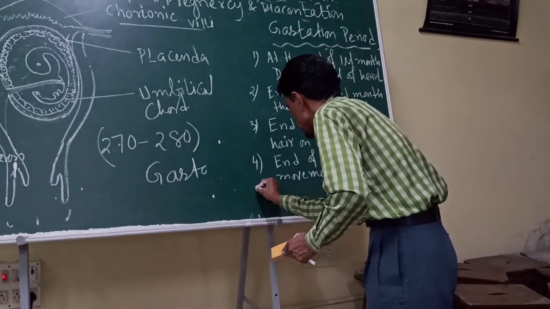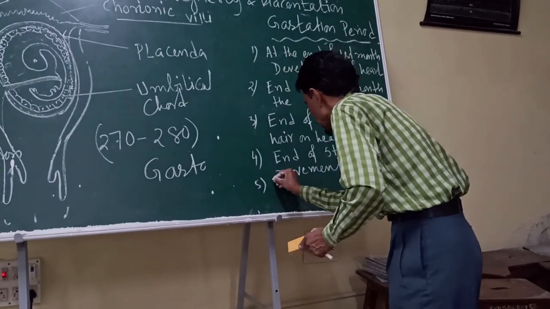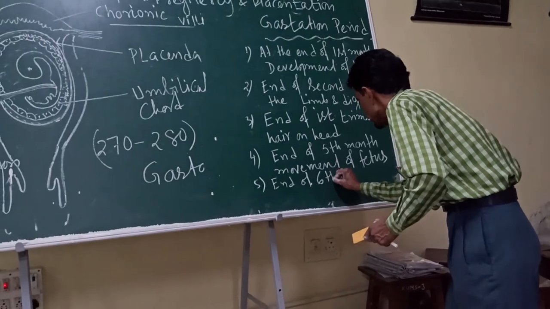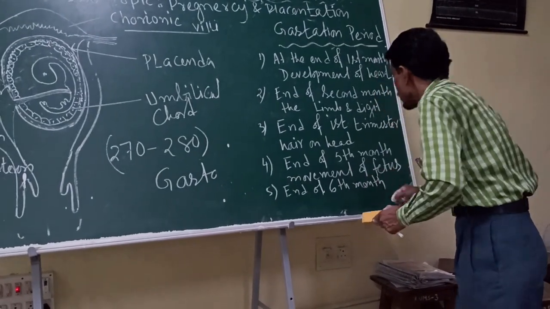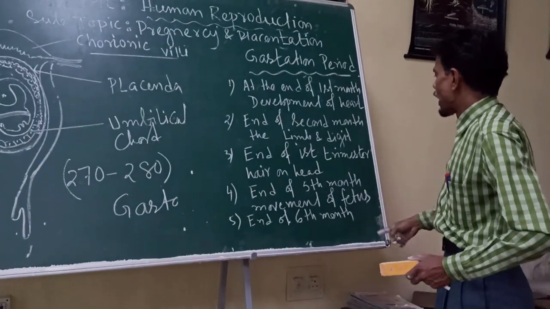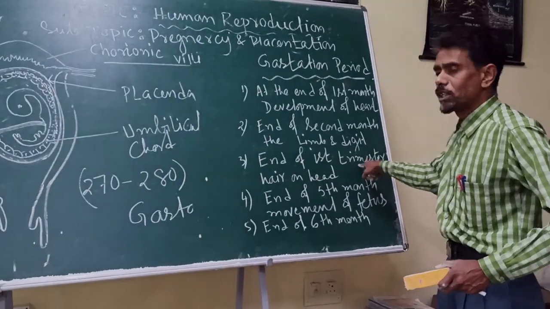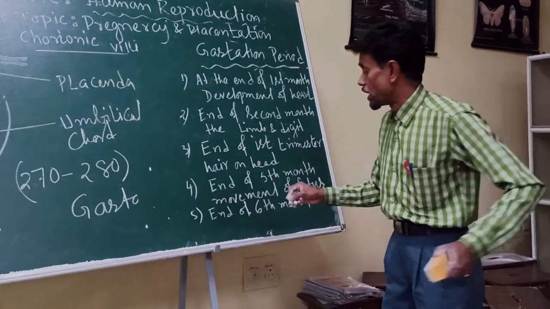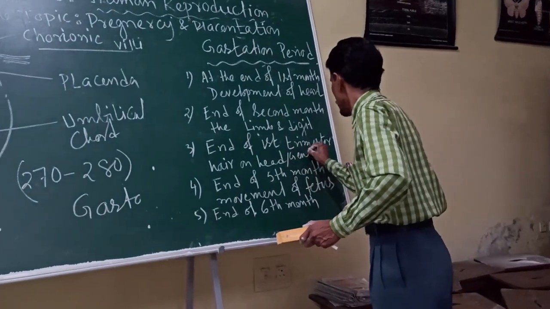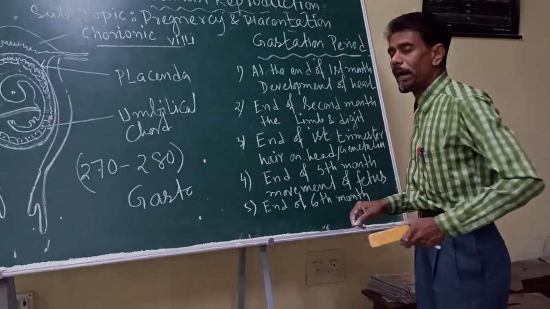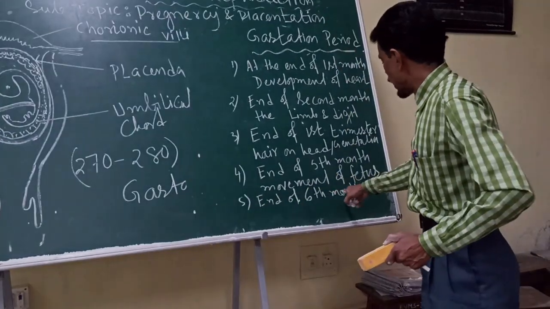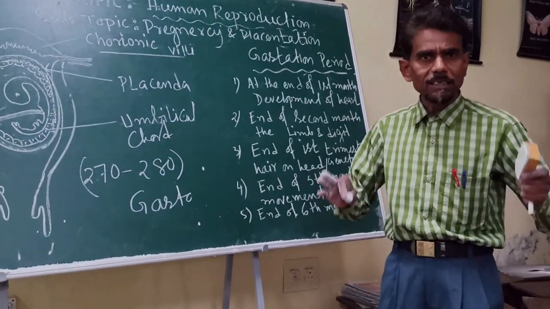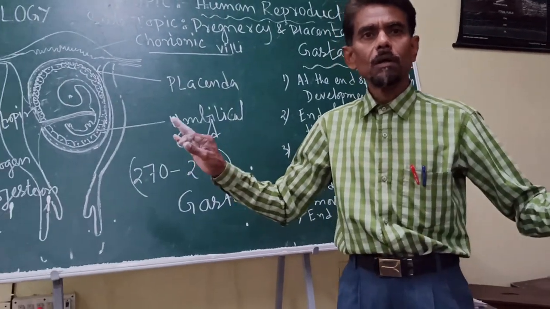At the end of 6 months, one more thing I will tell you. At the end of the first trimester, the genitalia also develop. That is, male and female genitalia develop. At the end of 6 months, the body is covered with hair. The eyelashes and eyeballs are prominently developed.